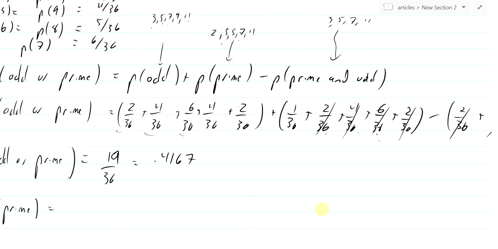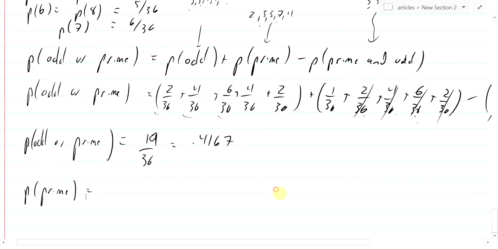Probability of odd is 18 plus 1. It should be 19 out of 36. Yeah, that's 19 out of 36. Probability of a prime number, though, is 10, 12, 14, 15 out of 36. So what's the probability of a not prime number?